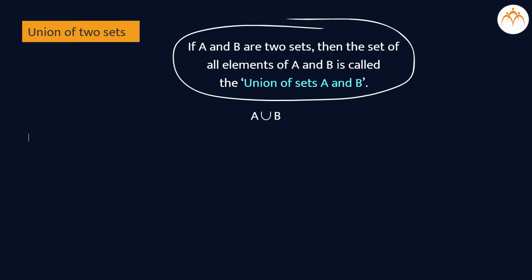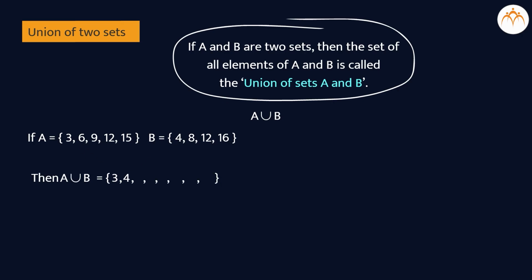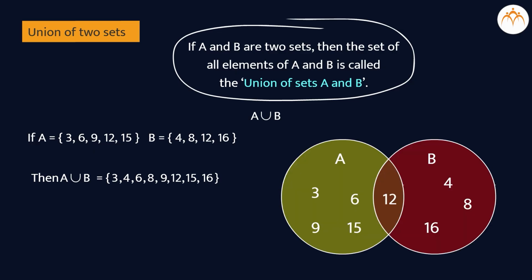For example, if elements in set A are 3, 6, 9, 12 and 15, elements in set B are 4, 8, 12 and 16, then the set A ∪ B contains elements 3, 4, 6, 8, 9, 12, 15 and 16. Let's represent this set by Venn diagram as follows. Remember that A ∪ B is equal to B ∪ A.